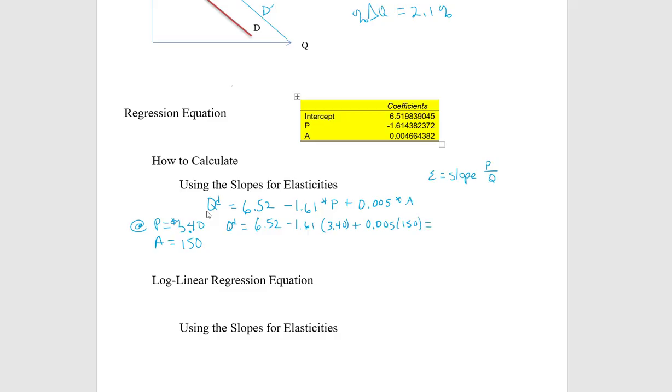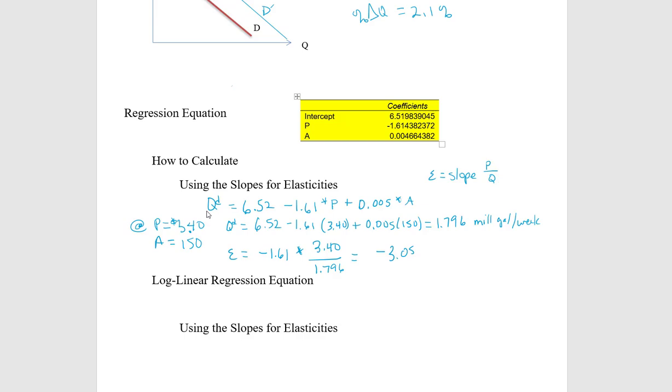If I do the multiplication and addition on this, I'm going to find the quantity demanded is 1.796 in millions of gallons per week. Now I can calculate the elasticity. The slope I'm interested in here, if I'm trying to calculate the own price elasticity of demand, is my slope that's in front of the P. So my slope is minus 1.61 times my price, which is $3.40, over the quantity, which is 1.796. If we simplify this, we get minus 3.05.